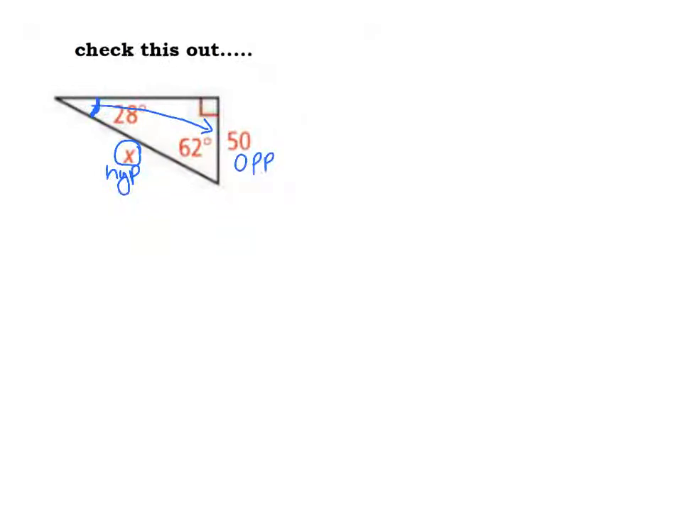Do you know which trig ratio that is? I'm going to make you peek back this time instead of me writing it. So this opposite and hypotenuse, that should be sine. Okay, so I'm going to say the sine of 28 is equal to opposite, which is 50, over hypotenuse, which is x.